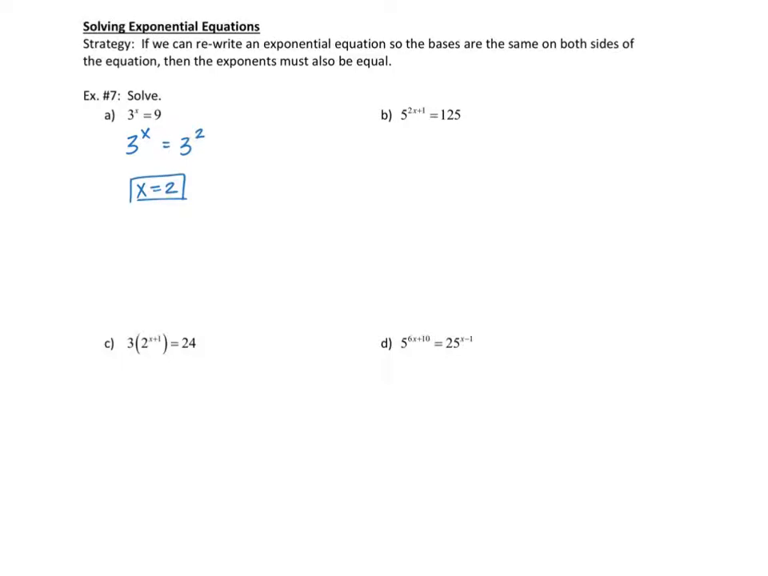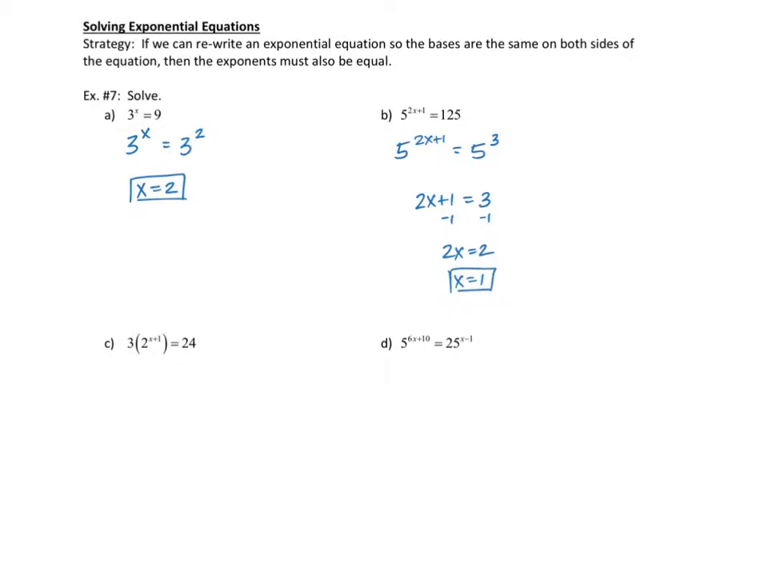Let's try again. If we have 5 to the power of 2x plus 1 is equal to 125, we have a base of 5 on the left-hand side. 125 we can rewrite as 5 to the third power. So this equation becomes 5 to the 2x plus 1 is equal to 5 to the third power. Since the bases are the same, the exponents must be equal, so we can rewrite the equation that 2x plus 1 must be equal to 3. Solving for x, we can subtract 1, so 2x is equal to 2, therefore x must be equal to 1.